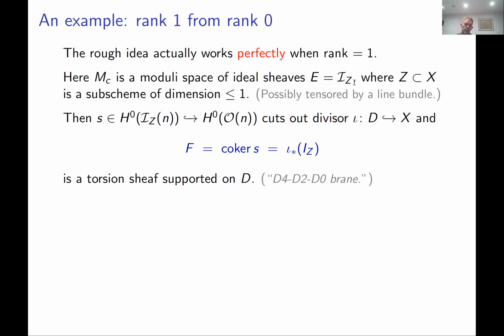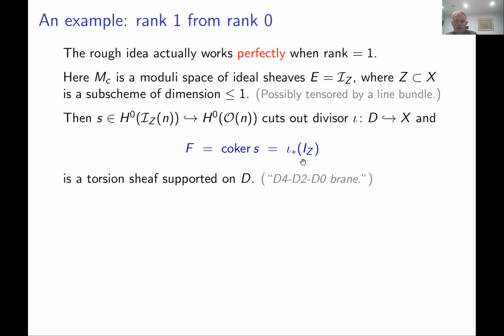But if we apply this procedure to it, what do we do? We take a section of that rank 1 sheaf, twisted up by n, and then we take its cokernel. So what is such a section? Well, really, it's a section of this line bundle O(n) which vanishes along Z. So in other words, the section of a line bundle cuts out a divisor, a codimension 1 subvariety of X, which contains our curve and points Z.